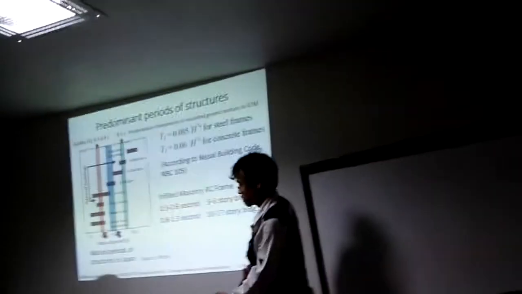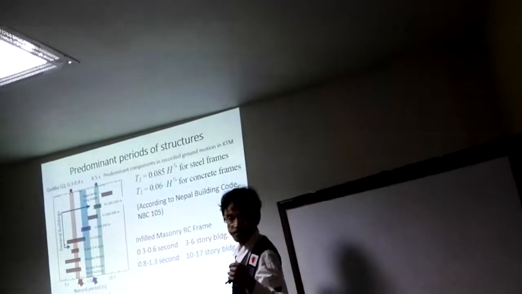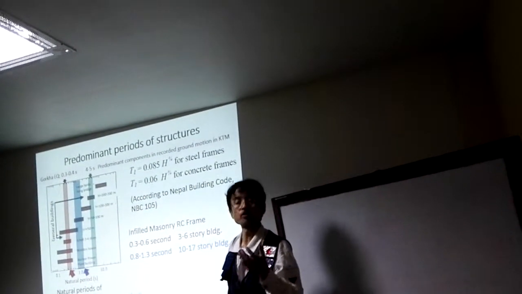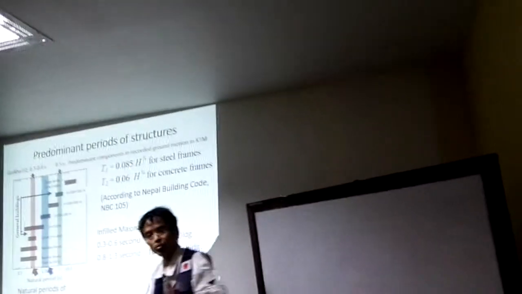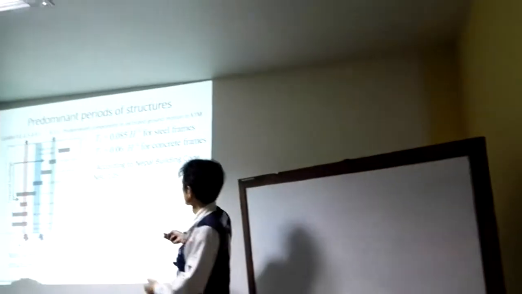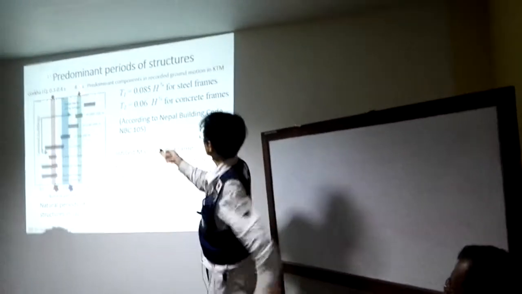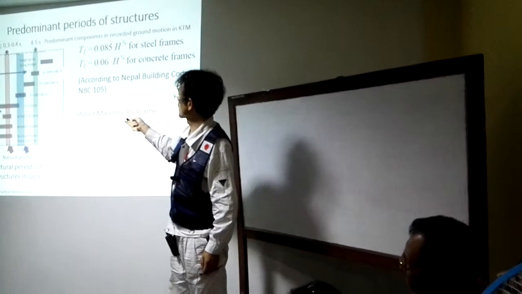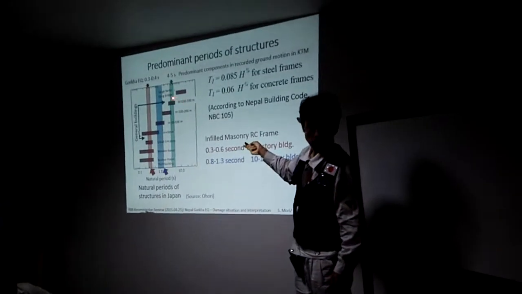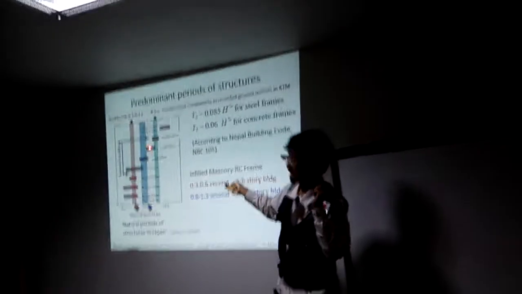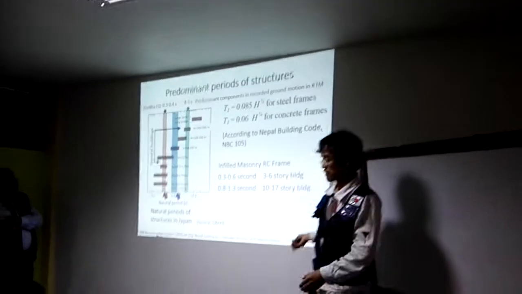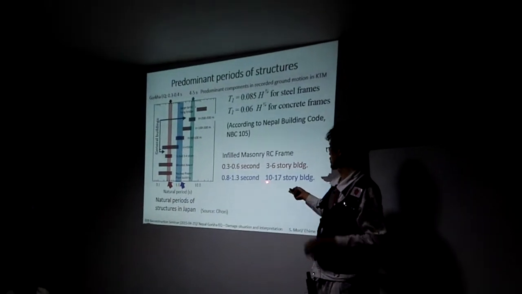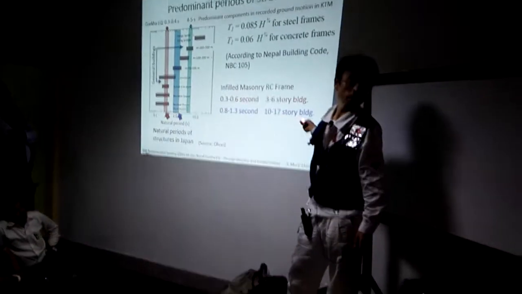Additionally, many of you might have experienced a longer period of shaking during the main shock of the Gorkha earthquake. This is a 4 or 5 second period of predominance. This is also equivalent to very high rise buildings, with a height of 200 to 300 meters. Very high. In the previous visit, I was consulted with regard to a 10 to 70 story apartment house.